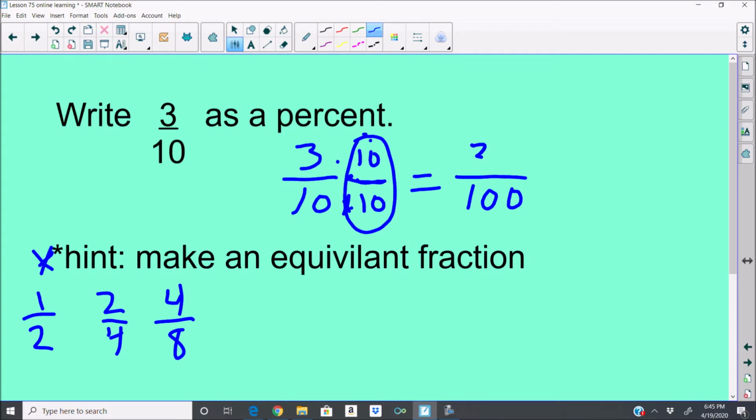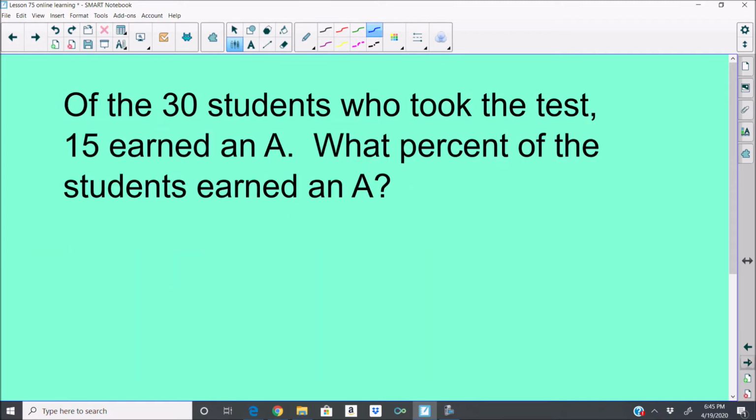So I'm going to get 30/100ths. That is an equivalent fraction. If we were to reduce this backwards, we would reduce 30/100ths down to 3/10. But once we get it to a fraction with a denominator of 100, we simply change the denominator for a percent sign. Okay, easy enough.